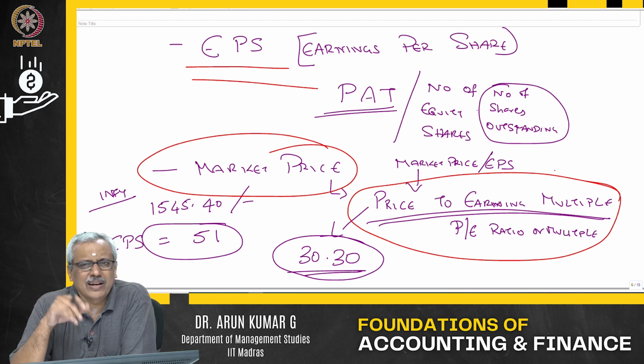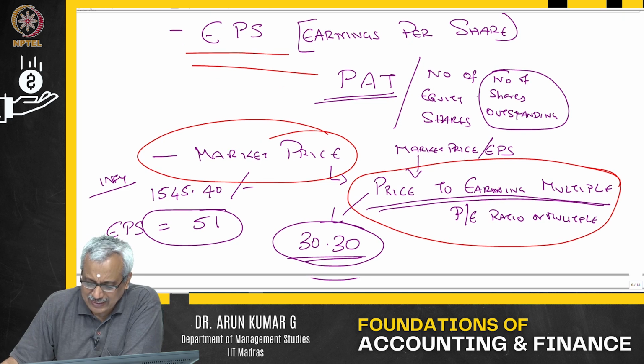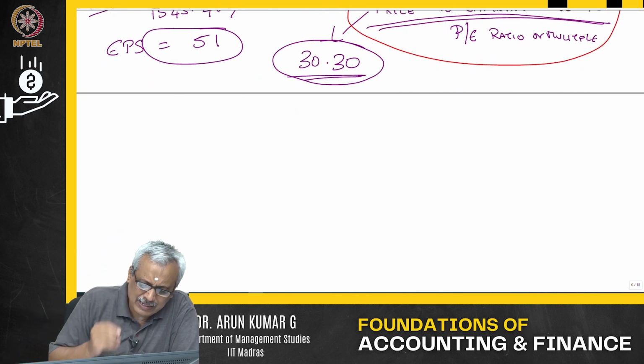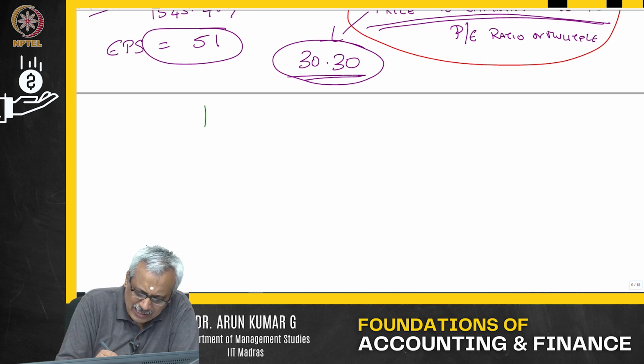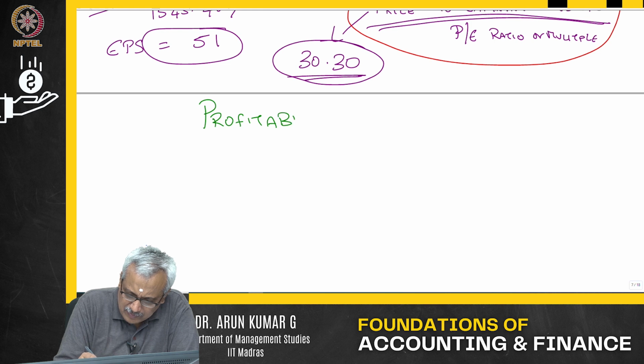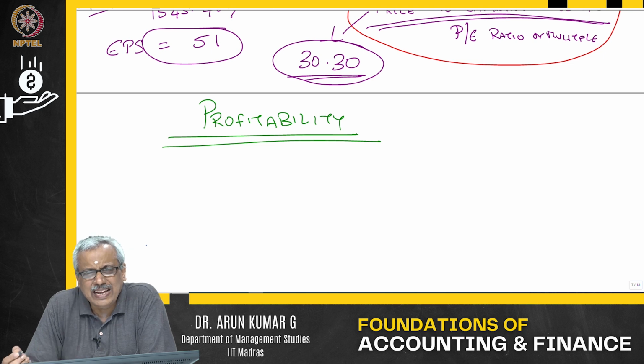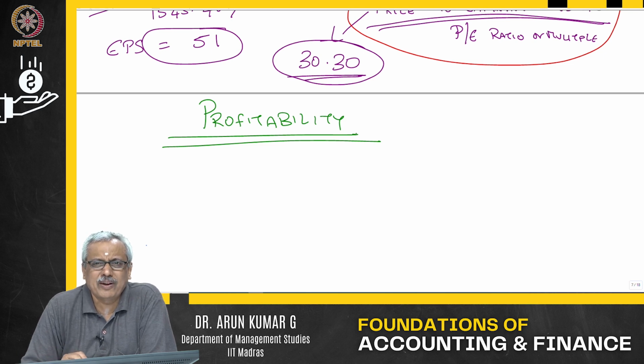Now, as a capital provider, are you interested only in this? Well, these are some of the aspects. Next, I am interested in the profitability of the business. Not only the equity shareholders and debt providers, there are many other stakeholders who are interested in the profitability of the business.